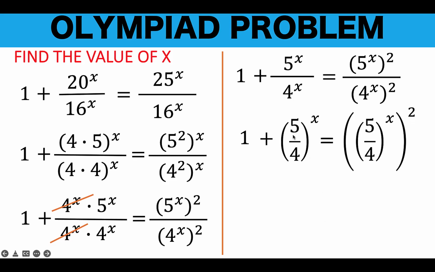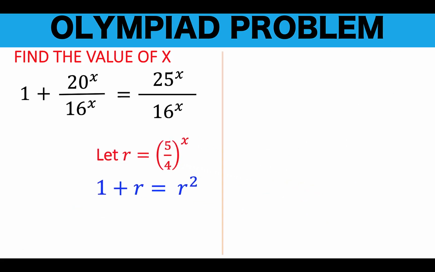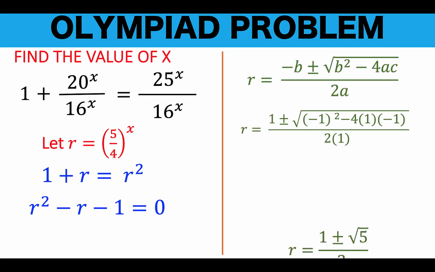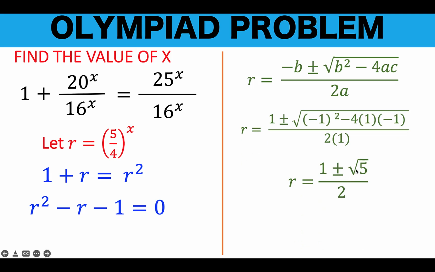Now, let the quantity 5 over 4 raised to x be equal to certain variable r, then this right side would be equal to r squared. And so this equation now can be written as, we copy the 1, we let this term be equal to r, then the right side becomes r squared, because this is our r, which is our term inside, all raised to the second power. Now this last equation is a quadratic equation. So solving this quadratic equation for r, we'll write this first in standard quadratic equation, where the right side is equal to 0. And applying now the quadratic formula, we found that r is equal to 1 plus or minus the square root of 5 over 2.